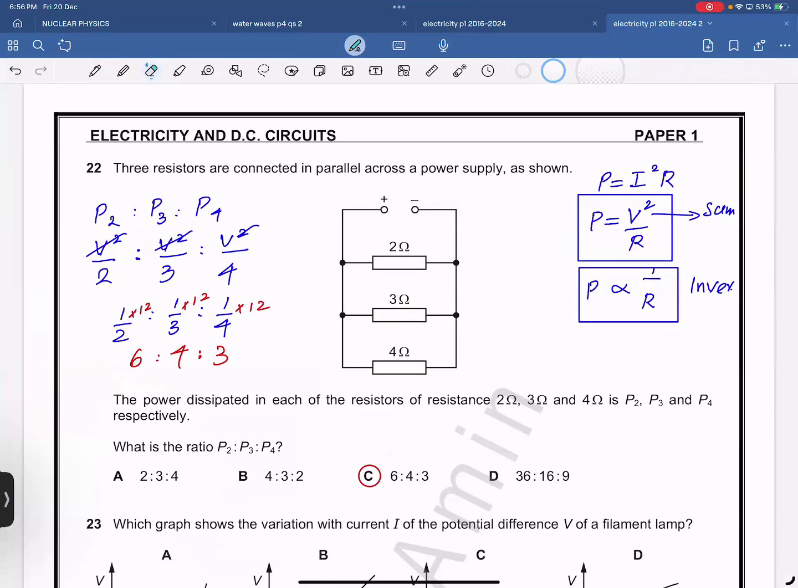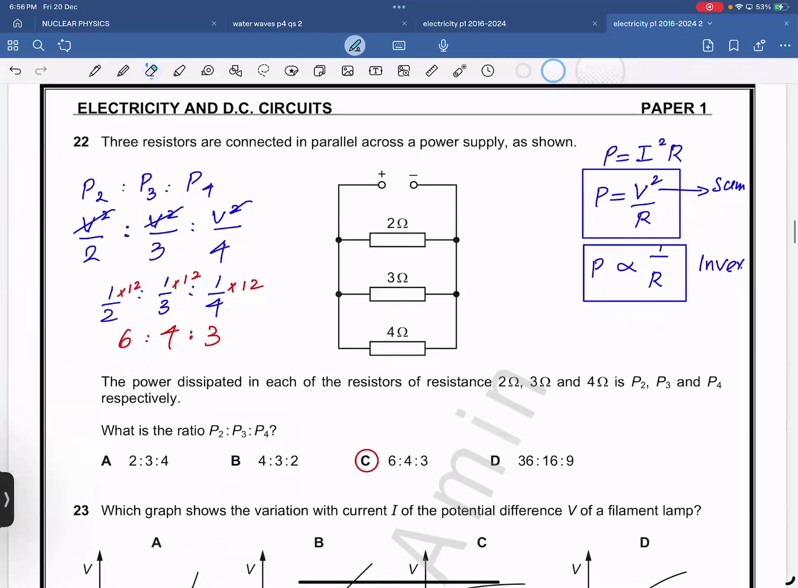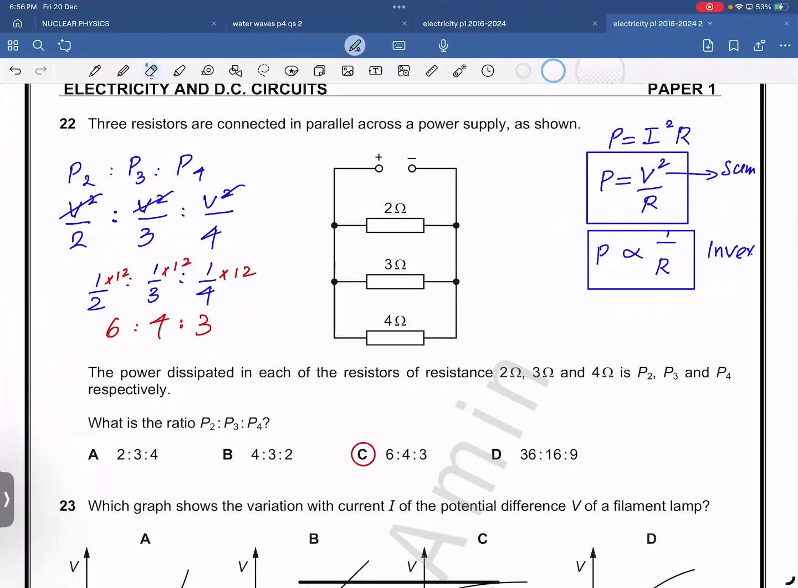So P is inversely proportional to R. We wrote 1 over R2, 1 over R3, 1 over R4, and we simplified the ratios. The option is C, my dear students. Make sense?